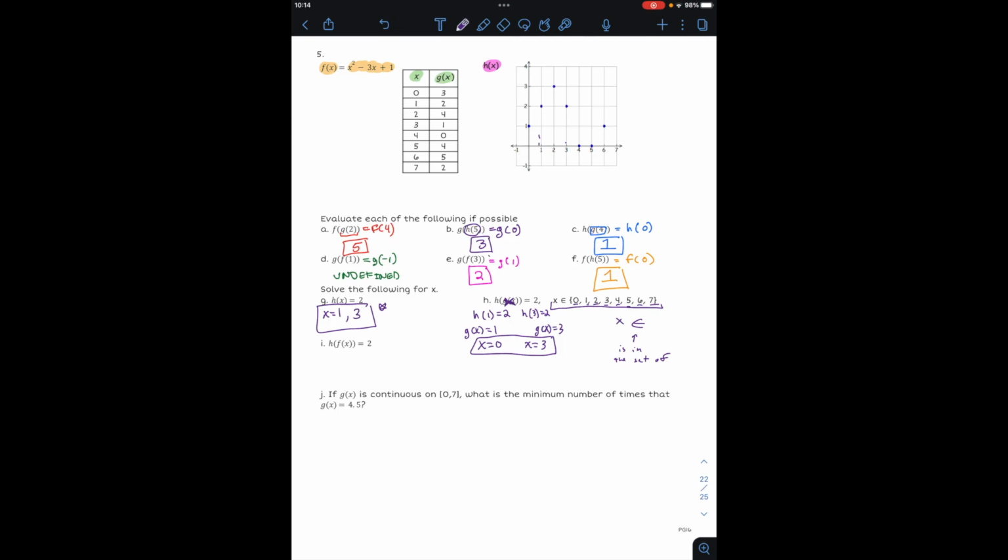Okay, h of f of x equals 2. So first of all, h of x equals 2, we already solved that. That's when h of 1 would produce 2, h of 3 also produces 2. So I want to solve for f of x equals 1. We need f of x, the input, to be 1. Or f of x equals 3.